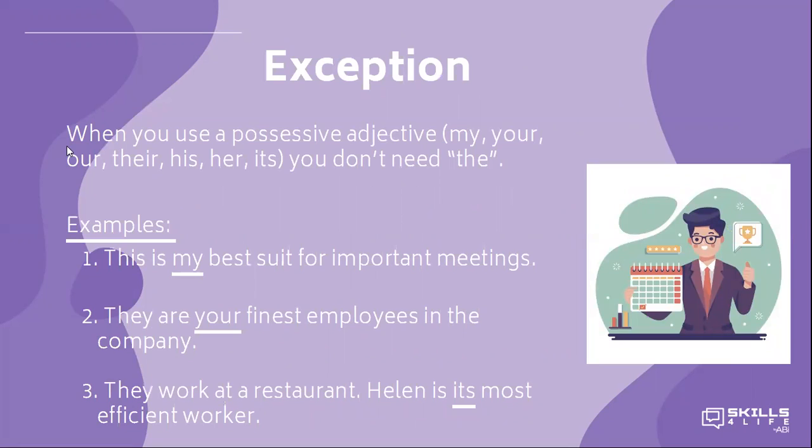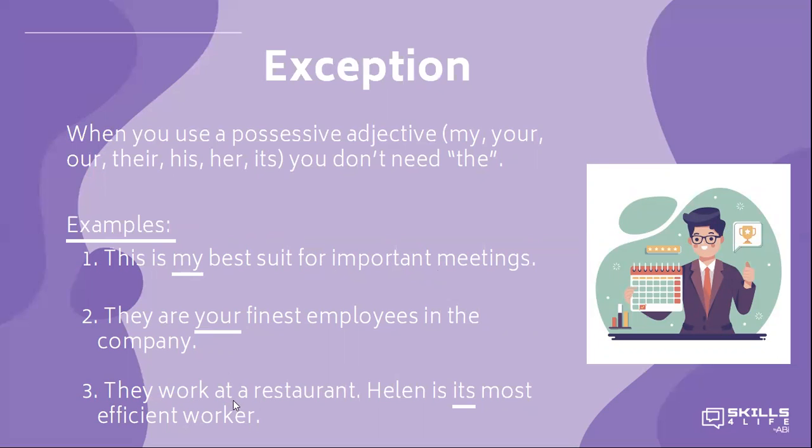The exception says that when you use a possessive adjective, for example, my, your, our, their, his, her, or its, you don't need to use the article "the." Some examples are: number 1, this is my best suit for important meetings. Number 2, they are your finest employees in the company.